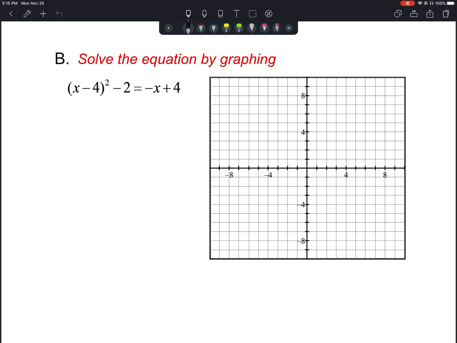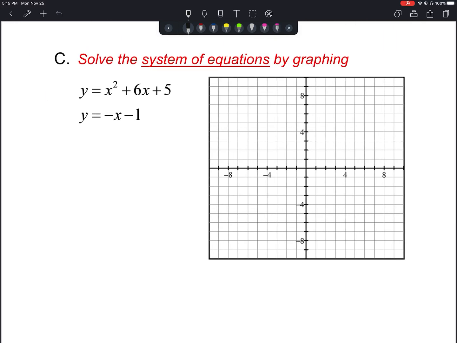Letter B here, I think we're going to skip over this one. This one's almost identical to the last problem. We're just graphing a parabola and a line and then looking for the intersection. If you want to try it, and then you can ask in class, and I'll let you know if you got it right or wrong. Or better yet, you can check it to see if you get it right or wrong after you do it.